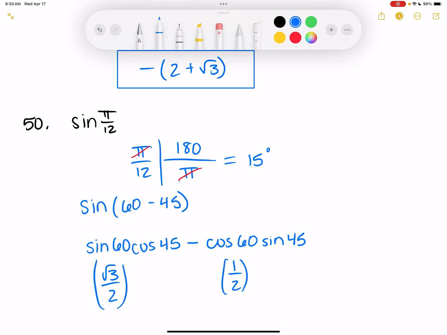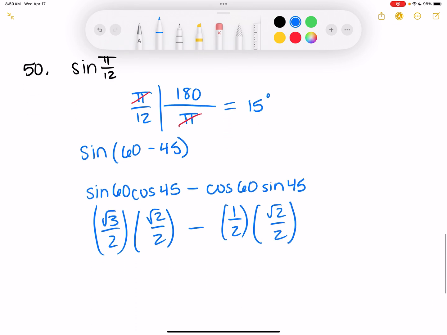And then cosine 45 is root 2 over 2. Sine of 45 is root 2 over 2. So now I know that both denominators are going to be 4, so I'm going to go ahead and just do this as one fraction instead of having to do extra writing steps. Root 3 times root 2 is root 6, minus 1 times root 2 is root 2, and we're done.